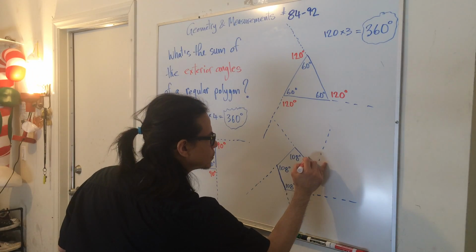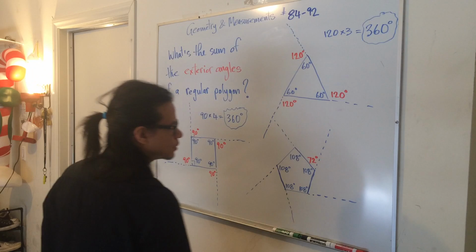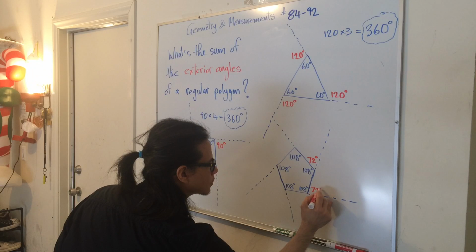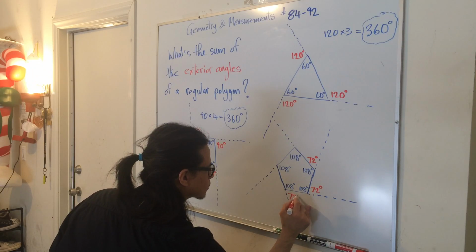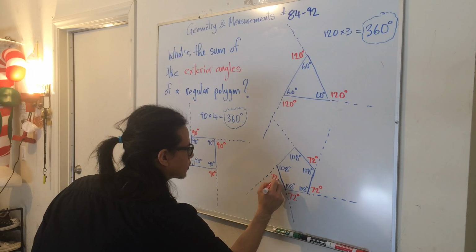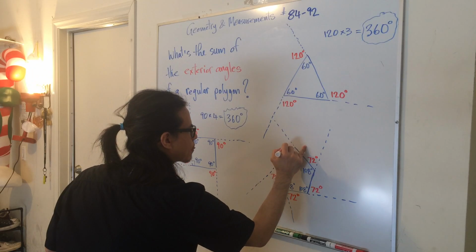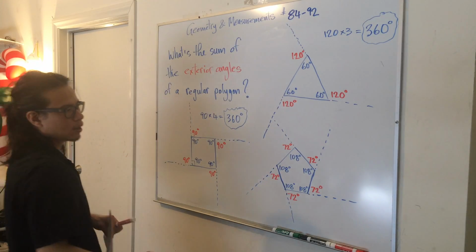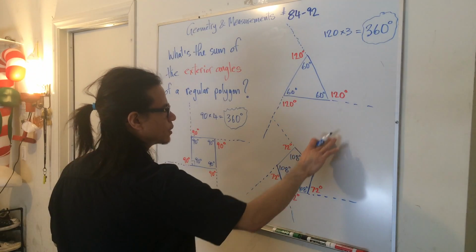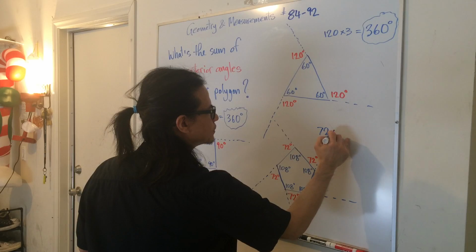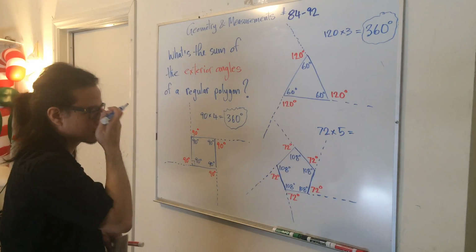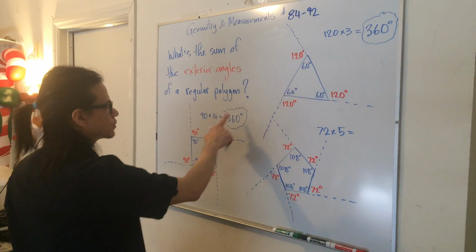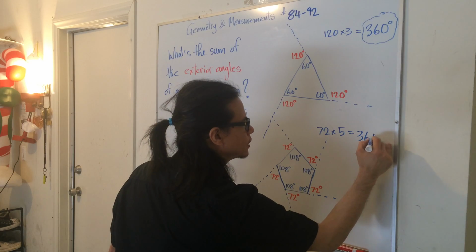If you say 72, you are correct. So each of the exterior angles of the pentagon is 72 degrees. You can add them all up to get the sum, or you can take 72 times 5. What would you get? Guess what? It's the same as for the triangle and the square. You get 360 degrees.